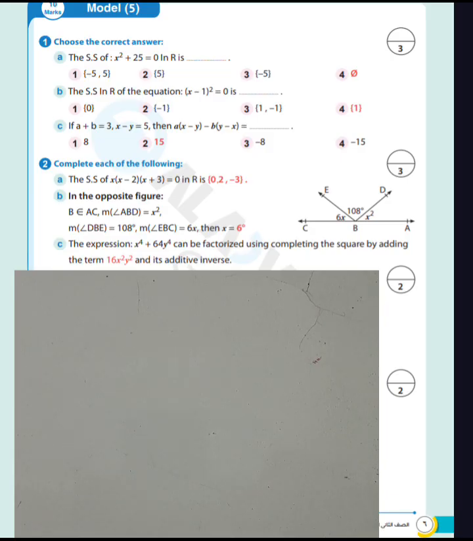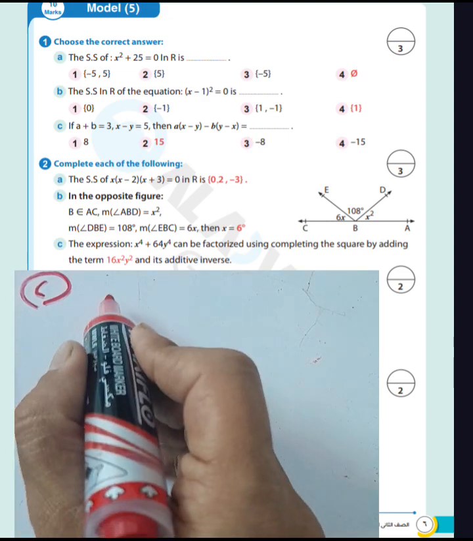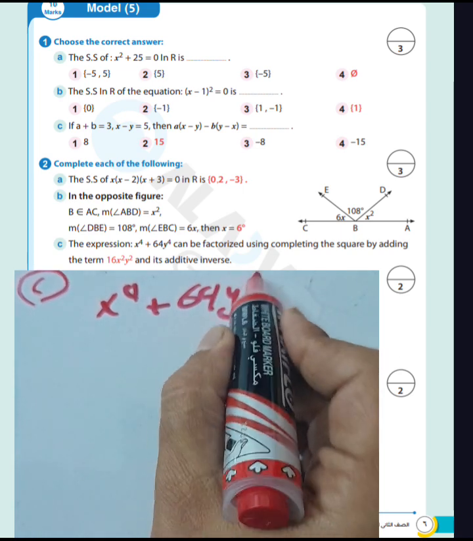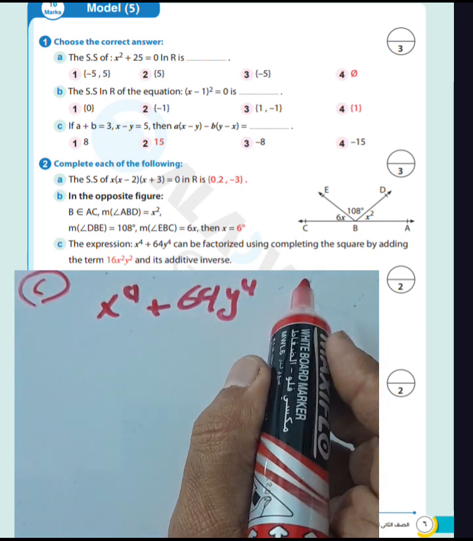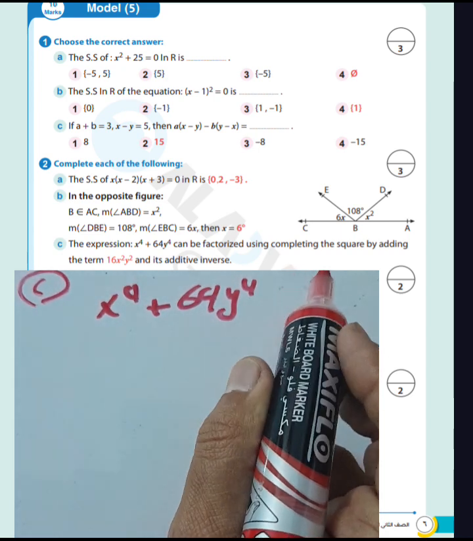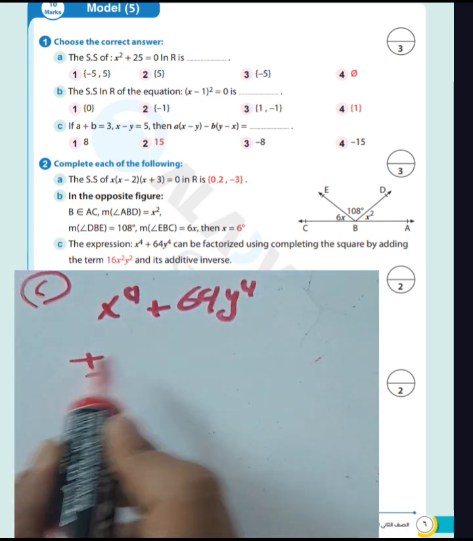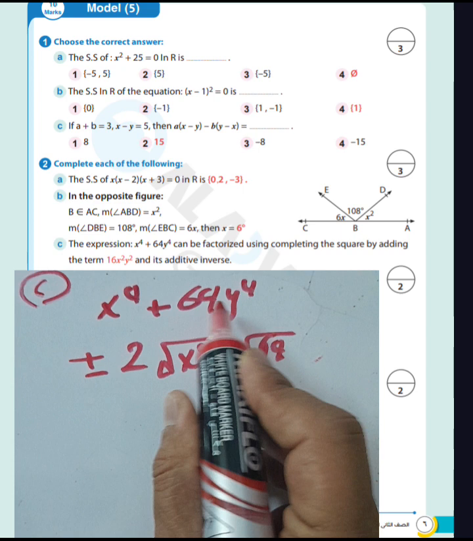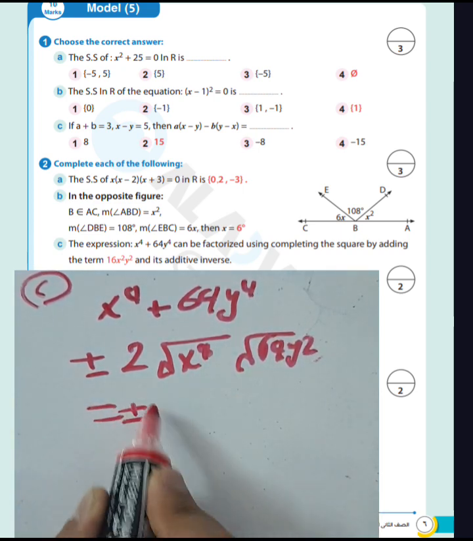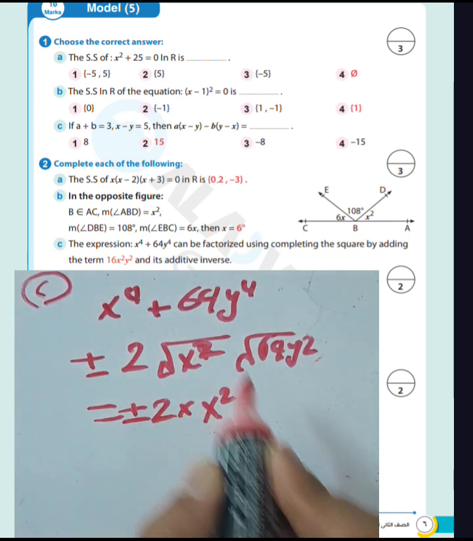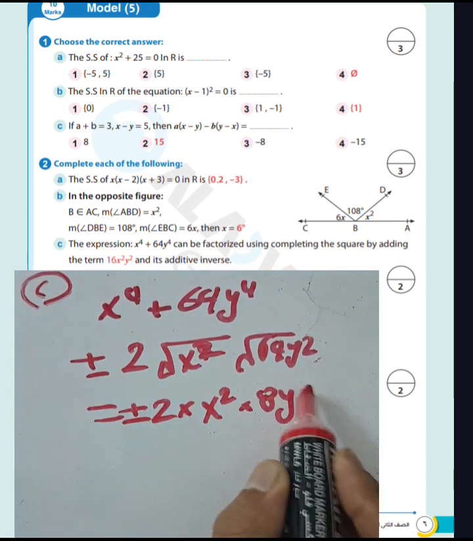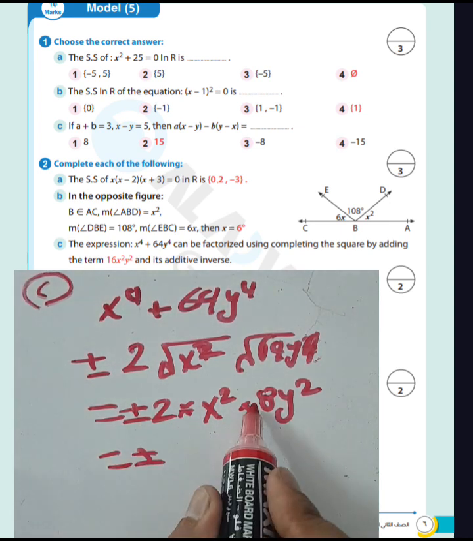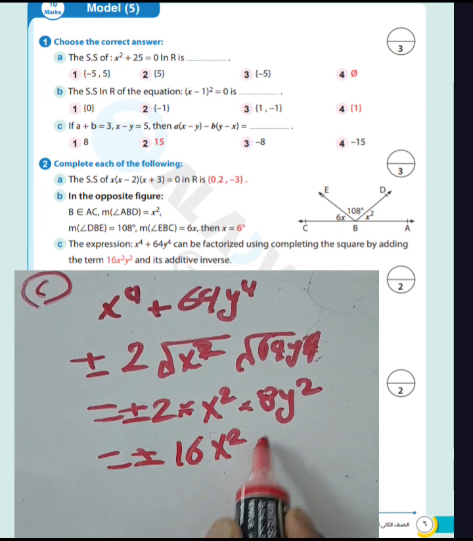Letter C. The expression x power 4 plus 64 y power 4 can be factorized by completing the square, by adding the term positive or negative 2 times the square root of the first term times the square root of the second term. Write positive or negative 2 times x power 2 times 8 y power 2. Then we can add or subtract 2 times 8 equals 16, 16x power 2 y power 2.